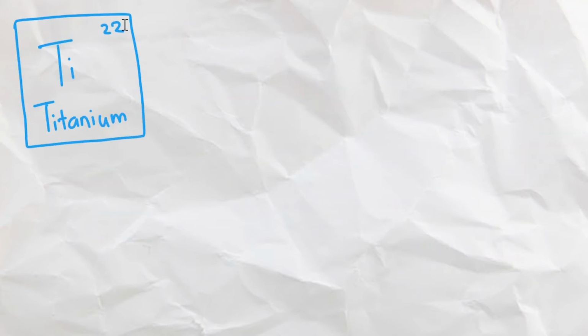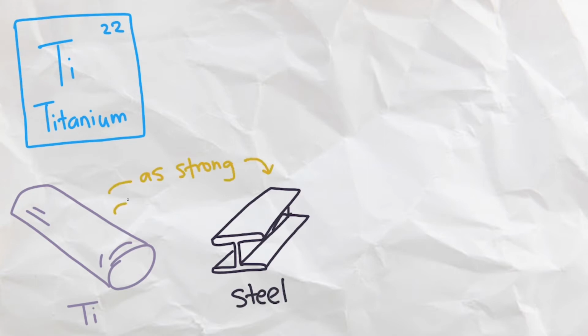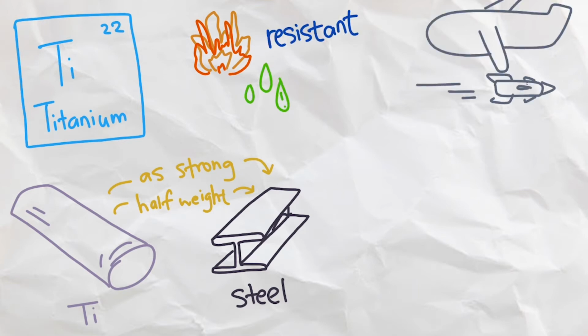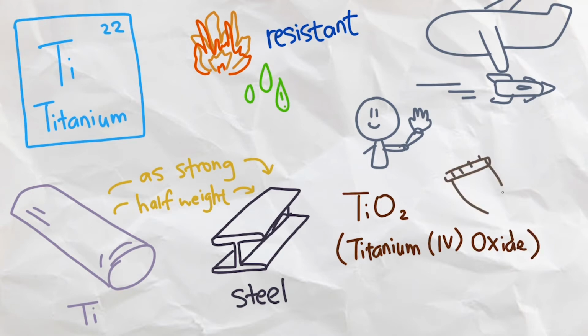Next, we have titanium, a well-known and widely used metal for a good reason. Titanium is as strong as steel, but only around half its weight, making it the strongest lightweight metal. It is also resistant to both heat and corrosion, making this metal excellent for aircrafts, missiles, ship hulls, and even artificial joints. Another common use of titanium is in titanium 4 oxide, which is used to make white pigments for white paint and surprisingly sunscreen.